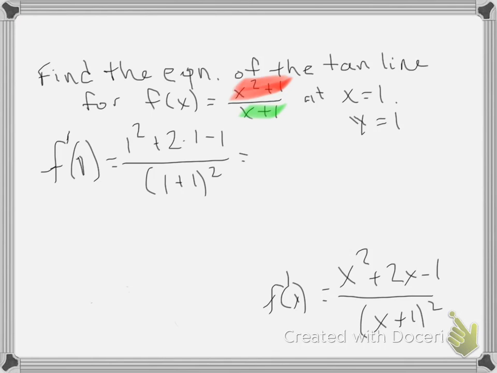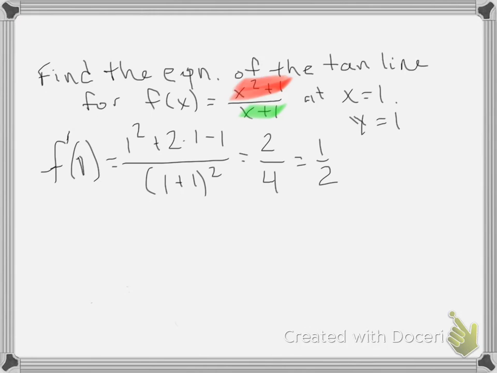So in the numerator, I get 1 plus 2 is 3, minus 1 is 2. In the denominator, 1 plus 1 is 2 squared is 4. We can reduce that fraction. We should definitely reduce that. So now we've got 1/2. And so then I can write the equation of my tangent line. There's no need for this derivative to be here anymore, so let me just get rid of that so I can write my final answer.